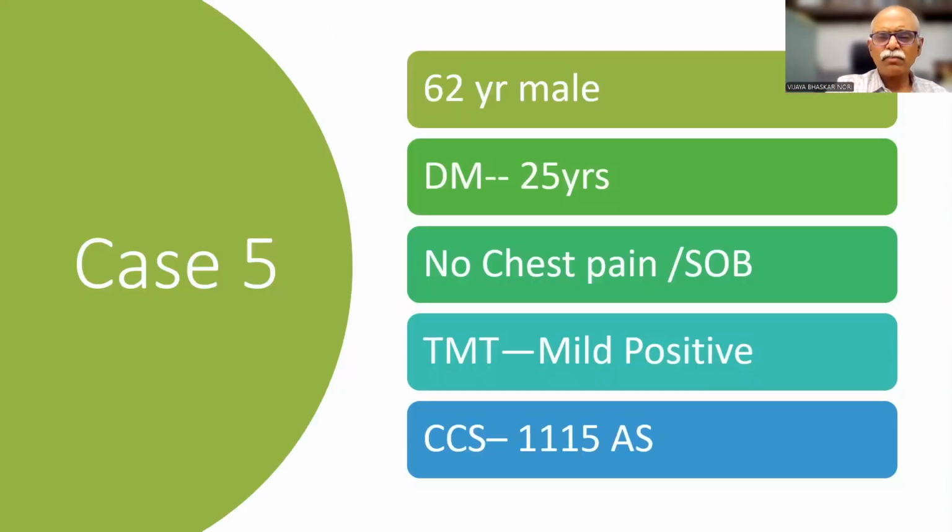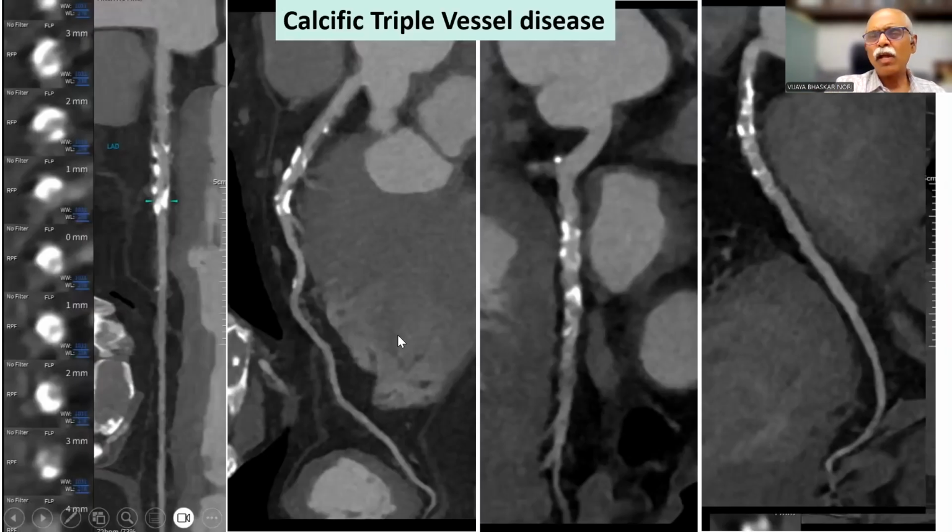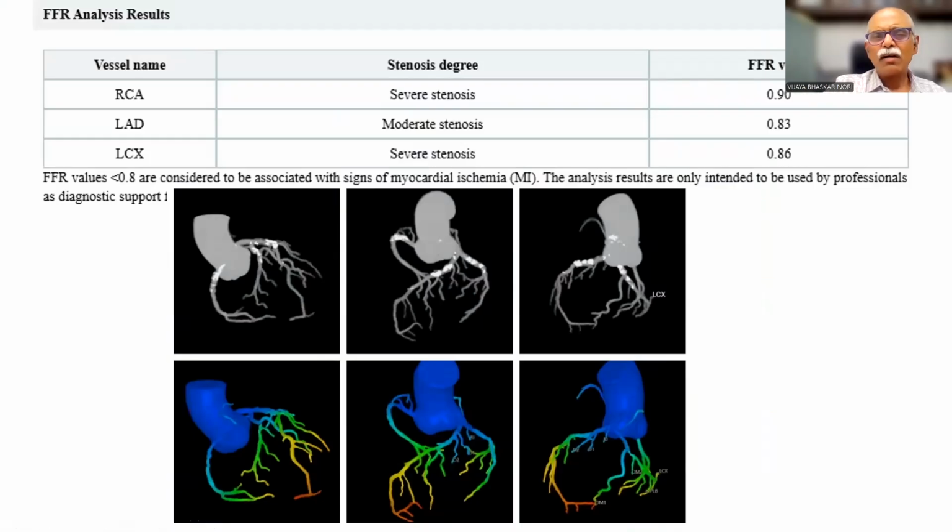Case number 5: 62-year-old male, diabetic for 25 years, no chest pain or SOB, TMT mild positive, calcium score 1115 Agatston units. On CT angiogram, calcific triple vessel disease, you can see extensive calcium. CTFFR, in spite of the moderate to severe stenosis, FFR values are well maintained, all are above 0.8.